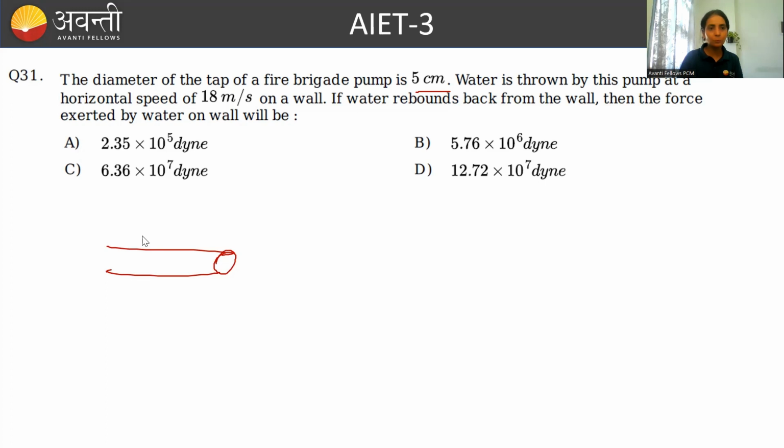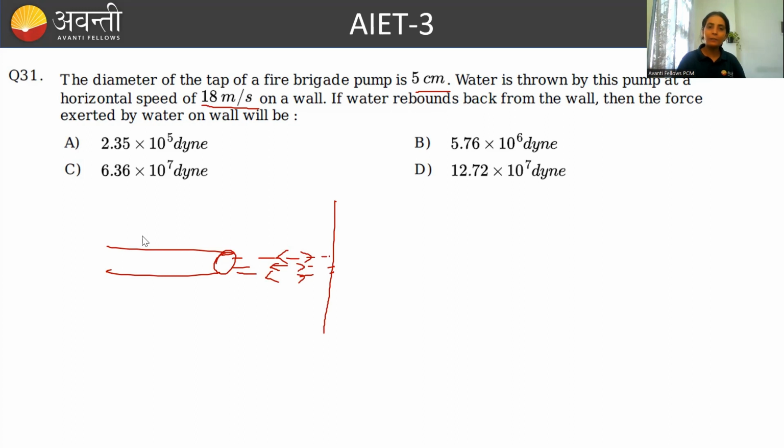Water is thrown by this pump at a horizontal speed on a wall. Let this be a wall, and on this wall water is being thrown like this. Now, if the water rebounds back from the wall, like this, then the force exerted by water on the wall will be what?